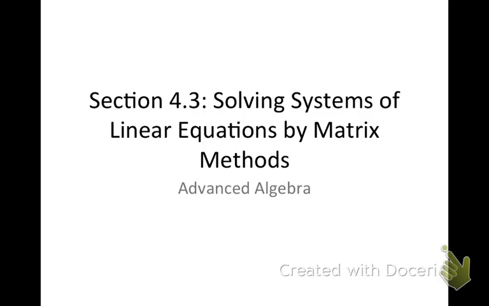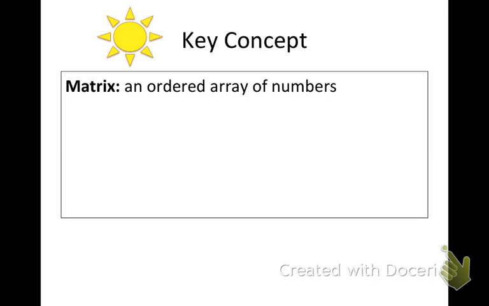Ready? All right, so what is a matrix? Well, brighten up your day. I'm trying to make this up. So a matrix is an ordered array of numbers. Yeah, array of sun. Yeah, it's supposed to be funny. Sun, array.